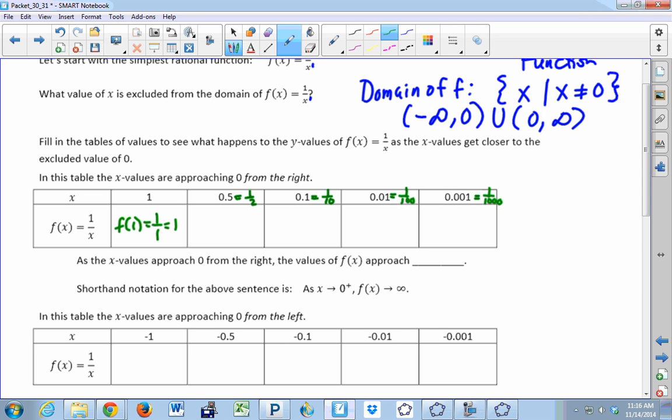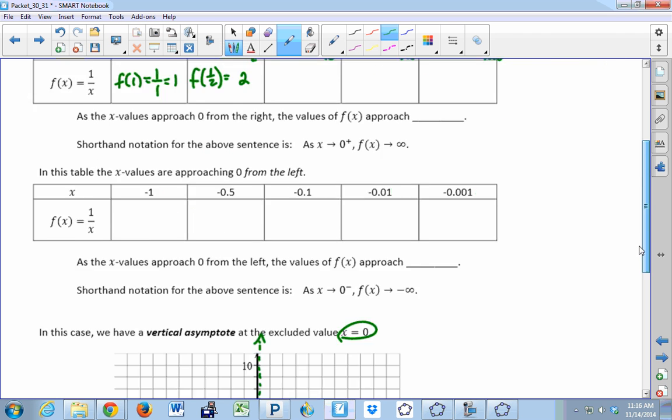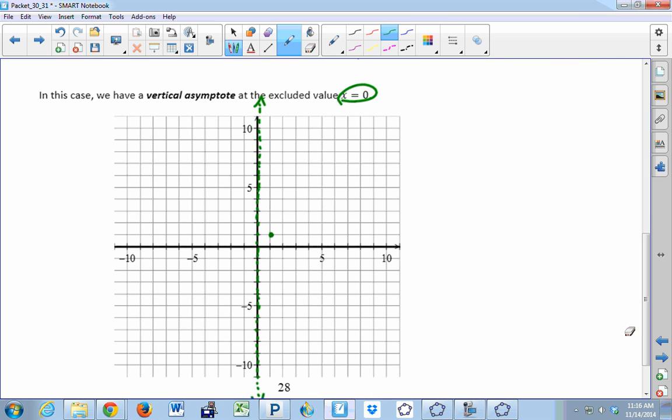So when I put a half into my function, what's going to be the value of my function when x equals a half? Yes, it would be 2, Dylan. Yep. So when I go halfway between 1 and 0, I'm up to 2. Okay, so looks like I'm getting a little taller.